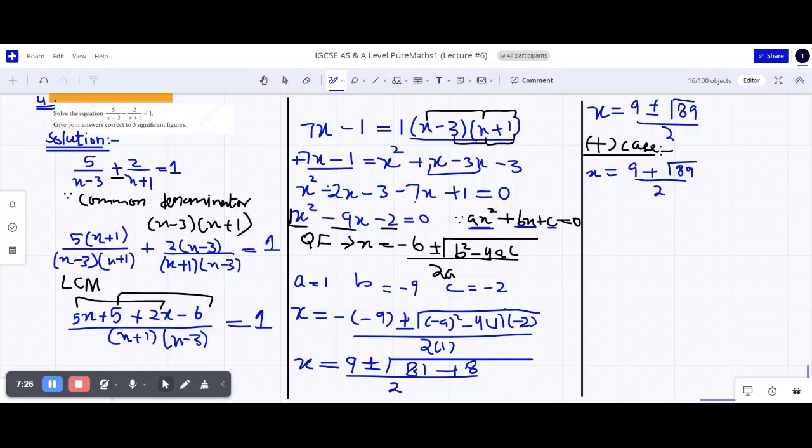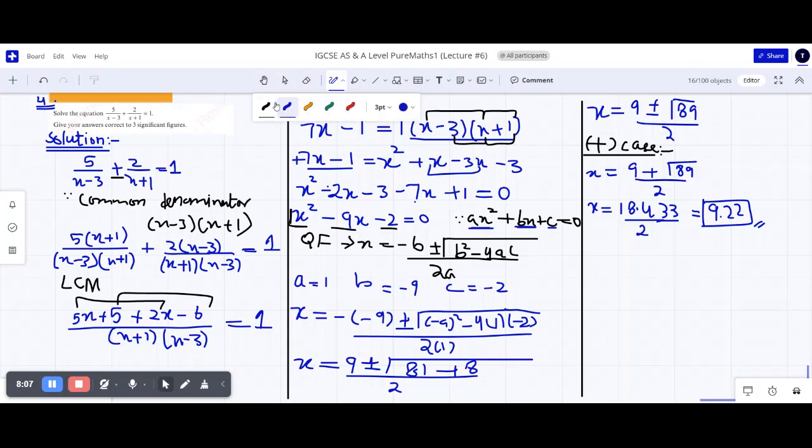By using the calculator, we will solve. On the calculator, root 89 plus 9 is 18.433, divided by 2. It equals 9.22. The first answer we got.